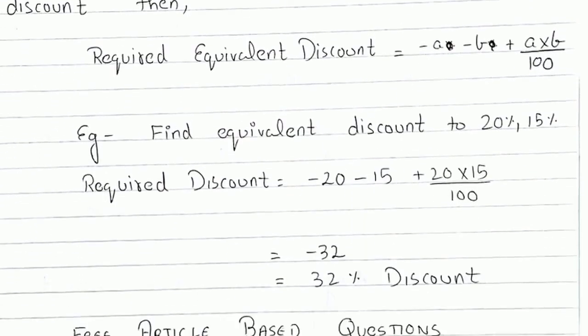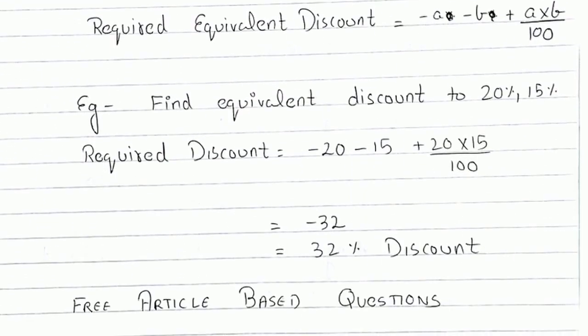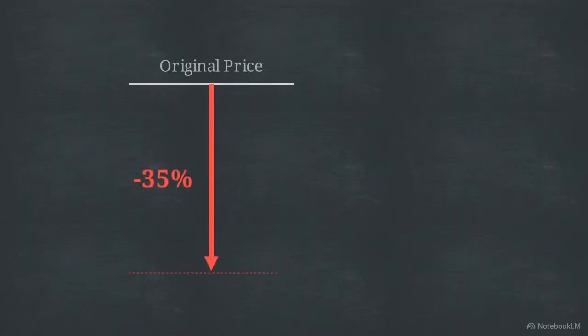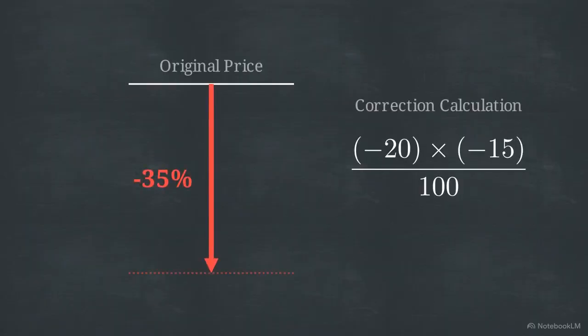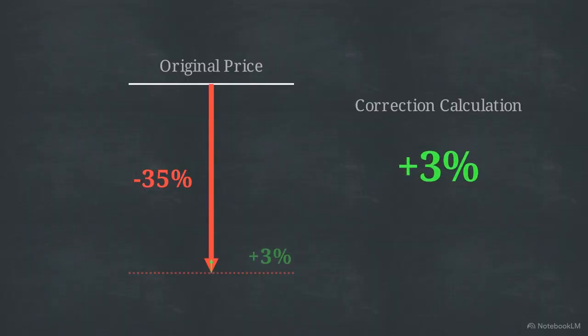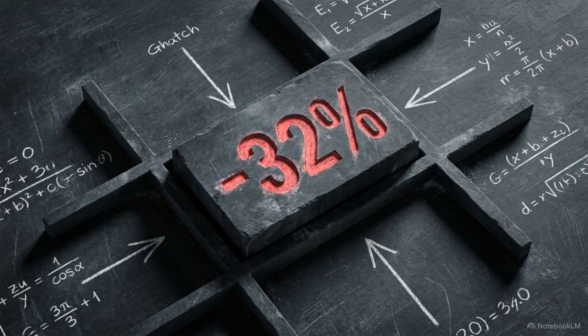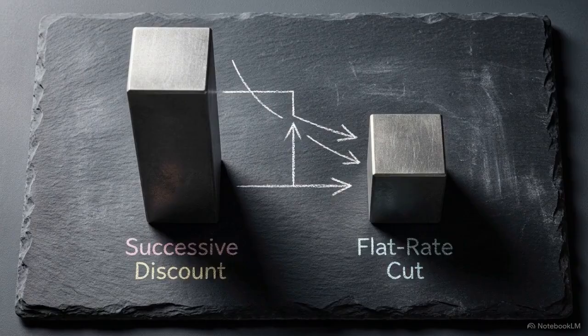The numerical example shows the logic in action. Taking 20% off and then an additional 15% off does not equal 35%. The critical intermediate step multiplies the two negative variables together. This creates a positive 3% offset against the initial negative 35% reduction. Successive discounting yields a true equivalent discount of 32%. This structural illusion protects the seller's margin more effectively than a single flat rate cut.